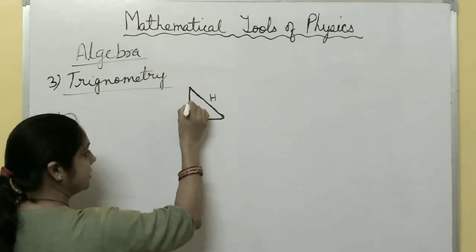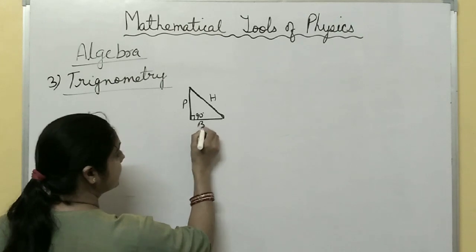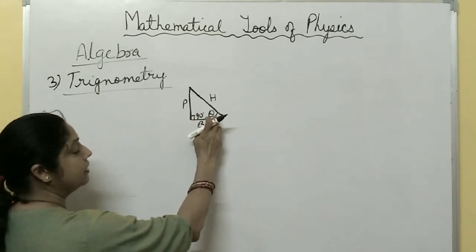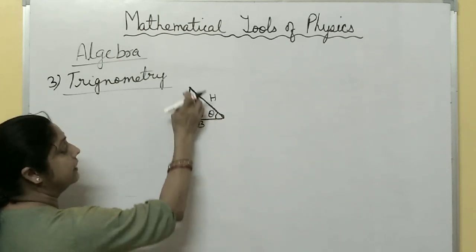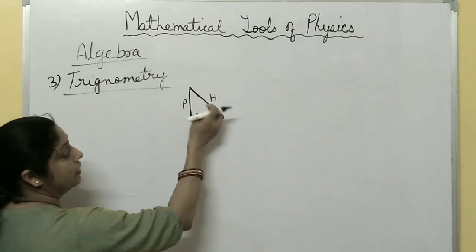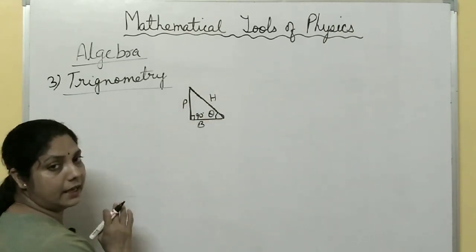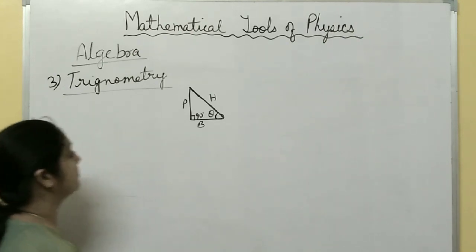And this one is the perpendicular, and this one is the base for this angle. If the angle is here, for this angle, the side which is in front of this angle is the perpendicular, the longest side is the hypotenuse, and this one is the base, and theta is the angle. And the unit of this angle is radian. I will discuss degree and radian also.